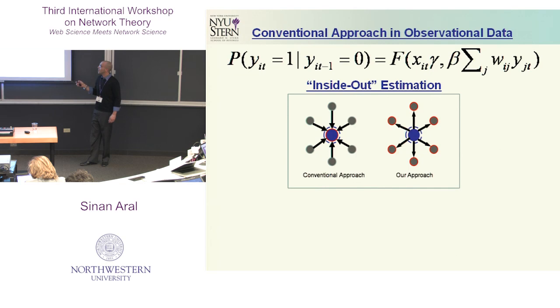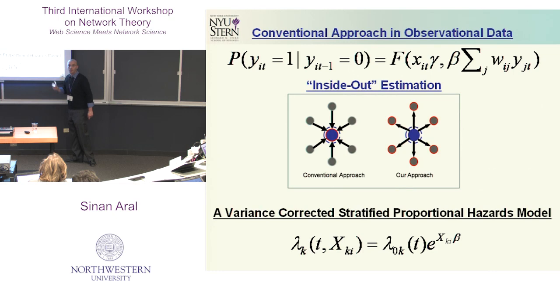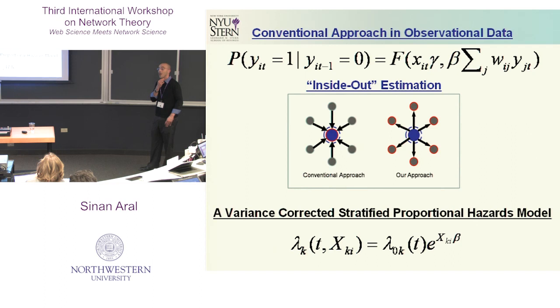The time to the second adoption is likely different than the time to a first adoption, and it's probably some adoption process, right? The second one is that these observations are not independent, obviously, as Michael pointed out. So what we describe in the paper as a solution to both of these problems is a variance-corrected stratified proportional hazards model, which is a mouthful of words to say two very simple things.